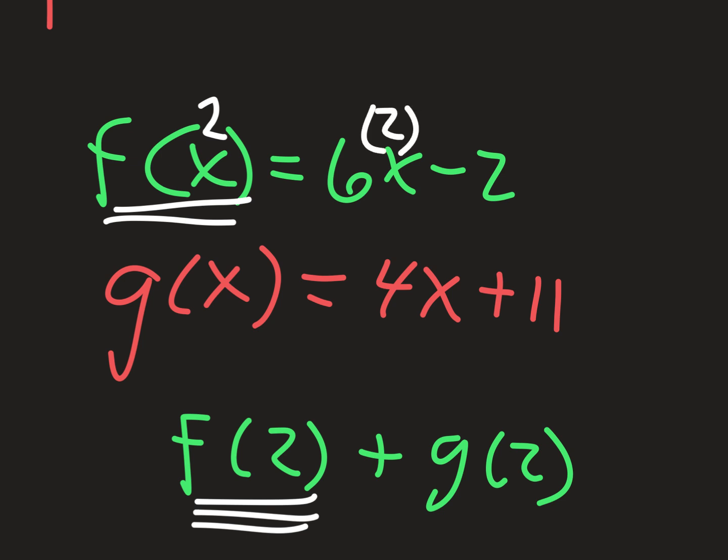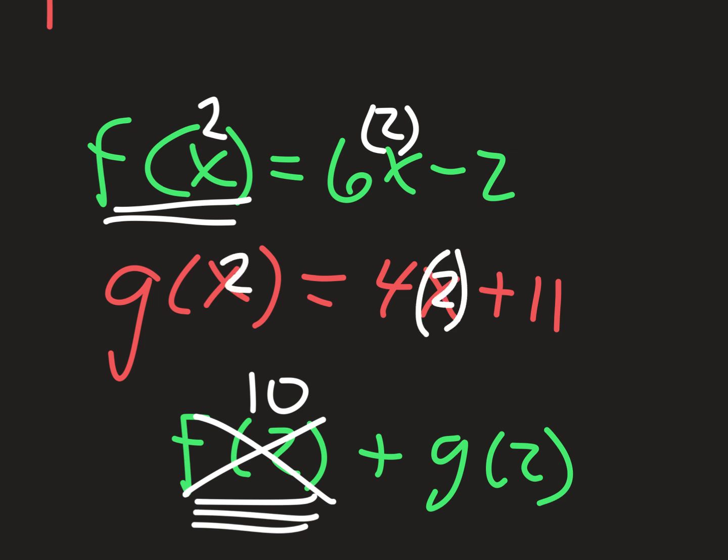6 times 2 is 12 minus 2 is 10. Who had 10 for the first part? Okay, good. G of 2, you can just stick a 2 in this other one. And you get 8 plus 11 is 19. And then you put them together and you get 29. Who had 29 from the start? Nice work.